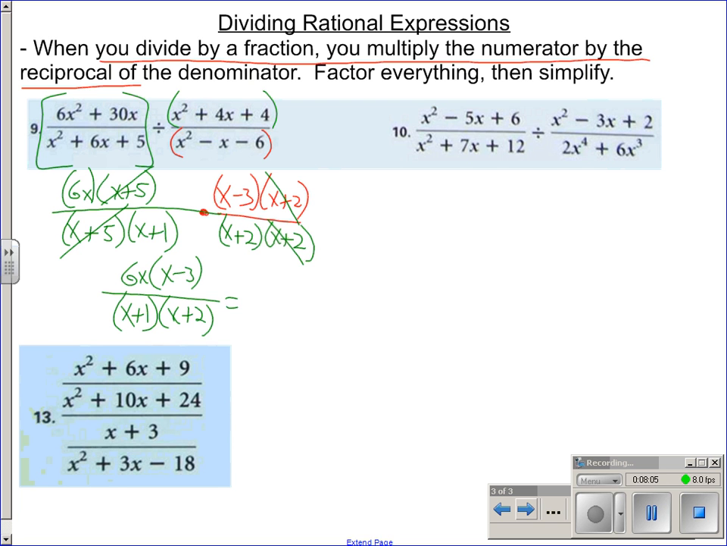So 6x squared minus 18x over x squared plus 3x plus 2. There is our answer to that division problem. Okay, you're still factoring, but you're going to change the division so that you take the numerator and multiply it by the reciprocal of what you're dividing by, and then start canceling out your common factors just like before.